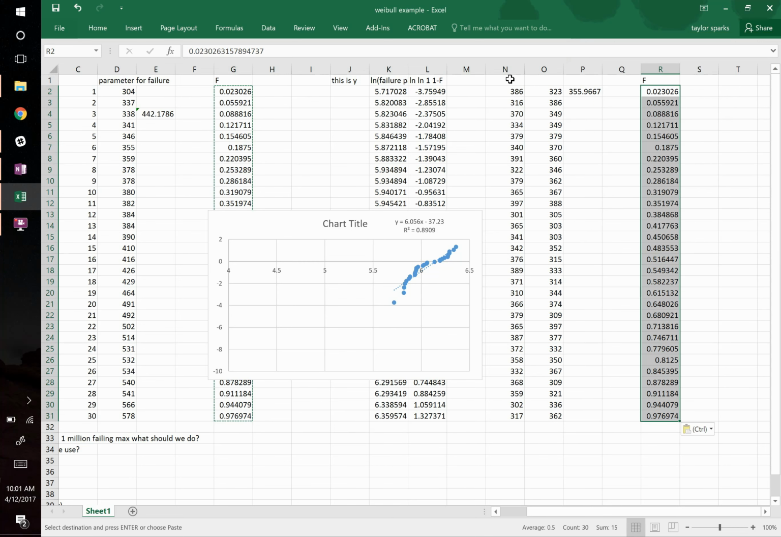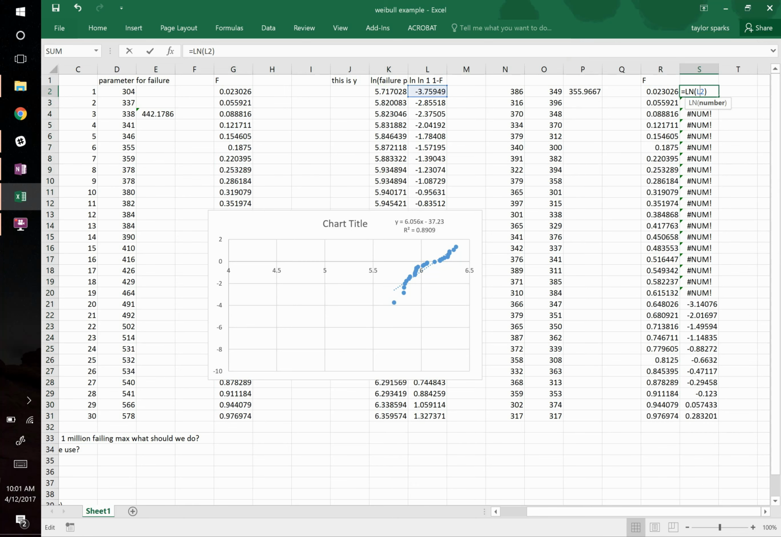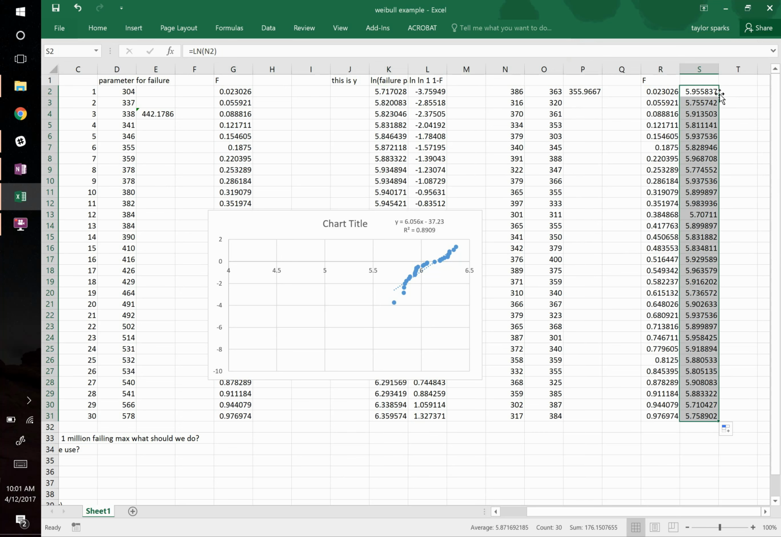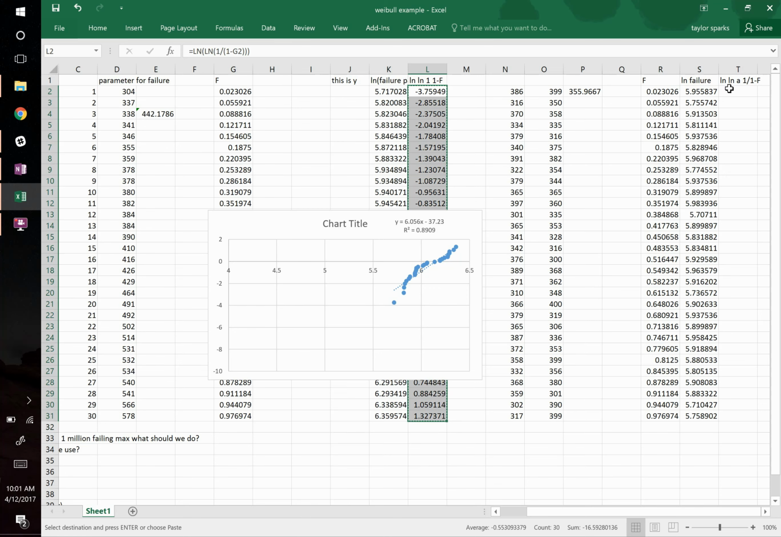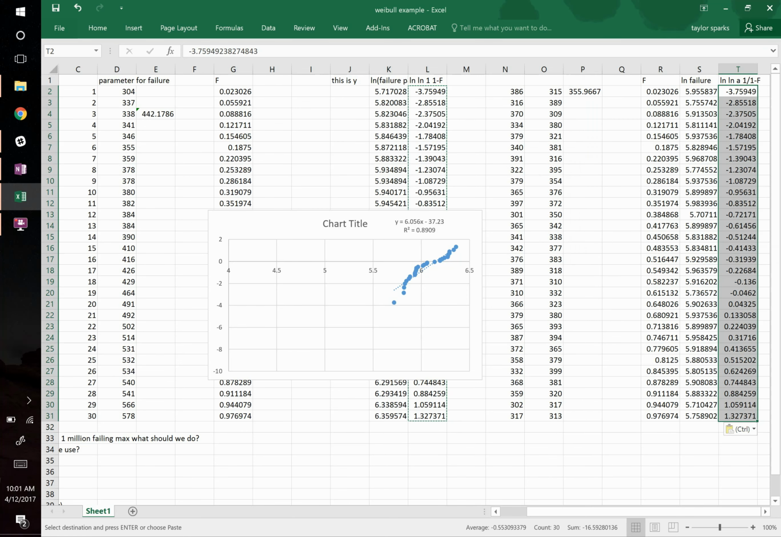And then we have to do our natural log of whatever stuff. So here's this one. We need to grab this column. Right? And then, so that's our natural log of failure. Then we need natural log of 1 over 1 minus f. Right? Whatever that is. Which should be just the same as well. So I'll just copy and paste that as values. So now we are there.